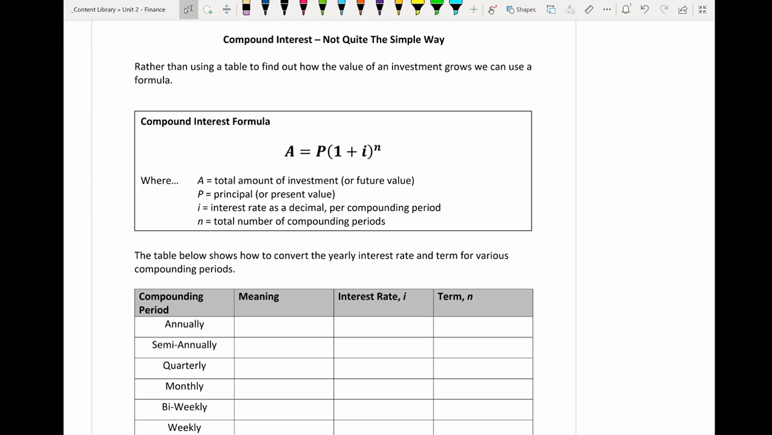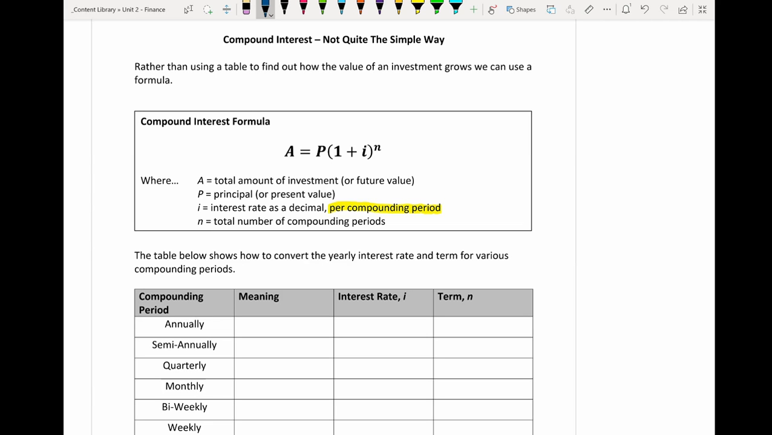The formula is A equals P times 1 plus I to the power of N. A is the total amount of the investment, so we have seen that variable before, or we can also call it the future value. The principal is P, or present value, and again we know what that is. I is the interest rate as a decimal per compounding period. The key thing here is that last time we talked about the interest rate, it was R, but now it's I and it's per compounding period, and N is the total number of compounding periods.